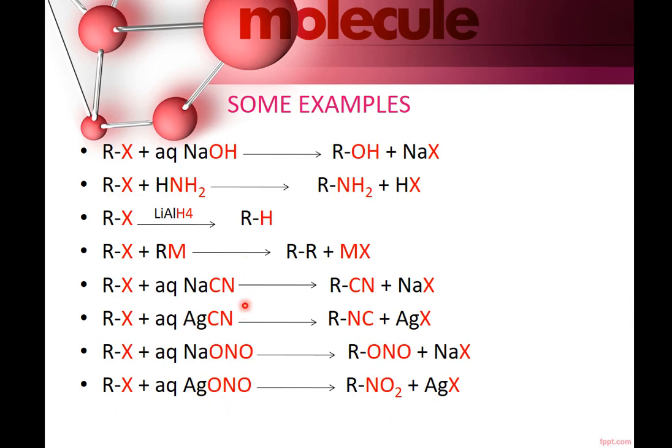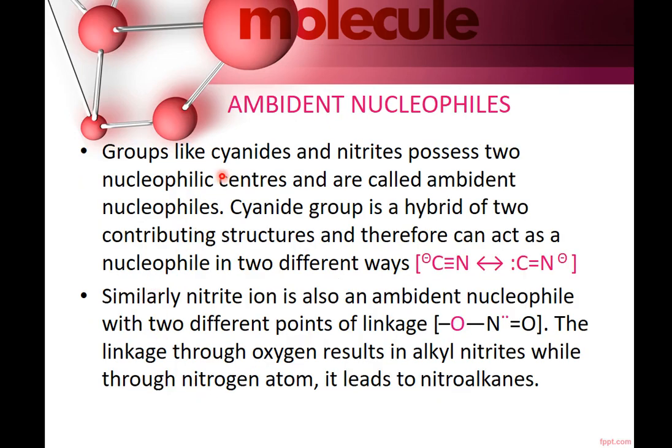Now let us come to these two reactions. Here we have taken NaCN, here AgCN, but the product formed in both the cases is different. With NaCN you get cyanide, whereas with AgCN you get isocyanide. Similarly, this pair of reactions. With NaNO2 you get alkyl nitrite, whereas with AgNO2 you get nitro compound. Now what is the reason? This pair and this pair. Here you get the reason.